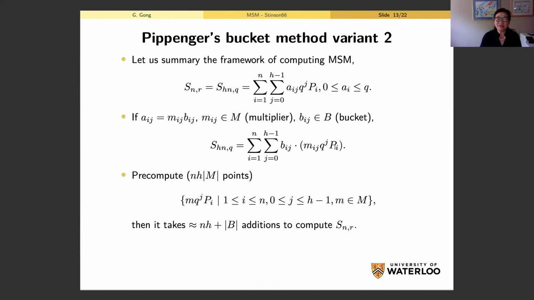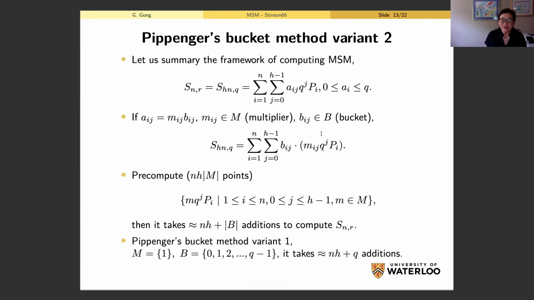In this form, how many pre-computations do we need to do? We need to do nH multiplied by the number of points in the multiplier set. So in this case, we take about nH plus the cardinality of the bucket set. That's how we divide those computations into two parts. This is called the bucket method variant 2. Using the multiplier set concept, in variant 1 the multiplier set only has one element, and the bucket set will be those elements.